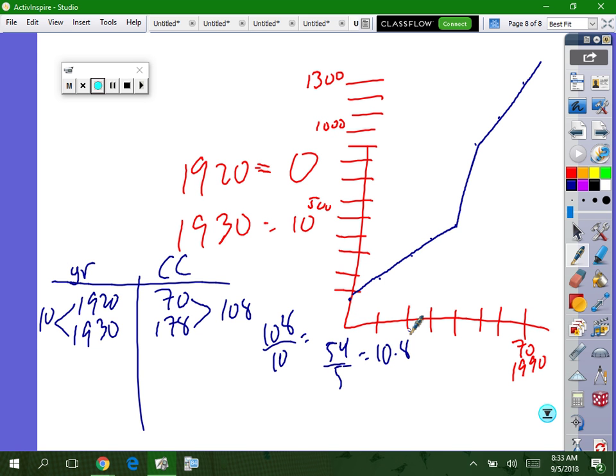It's saying, on average, every year, we're increasing 10.8 community colleges per year. We started at 70, and we went all the way to 178. Over that period, the average rate of change is 10.8 community colleges per year. Correct? Okay. Part C says average rate of change from 60 to 70.